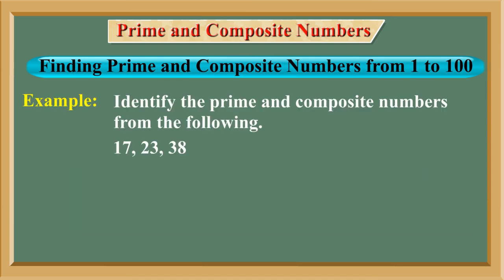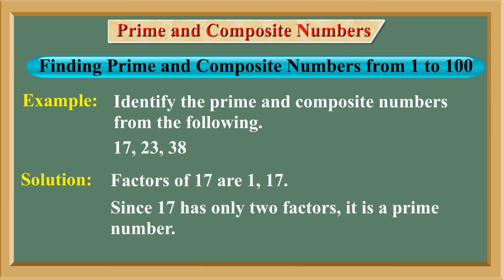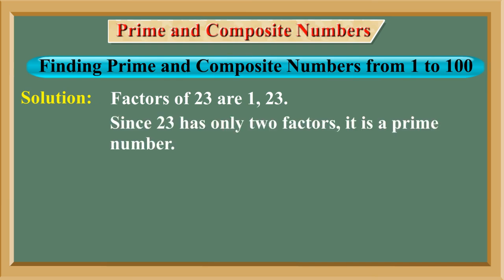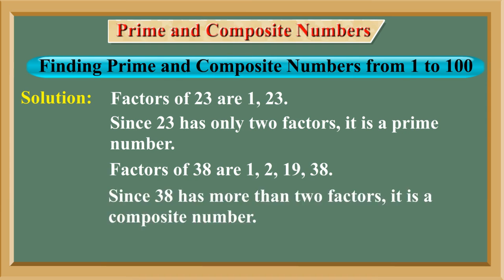Example, identify the prime and composite numbers from the following: 17, 23, 38. Solution: factors of 17 are 1, 17. Since 17 has only 2 factors, it is a prime number. Factors of 23 are 1, 23. Since 23 has only 2 factors, it is a prime number. Factors of 38 are 1, 2, 19, 38. Since 38 has more than 2 factors, it is a composite number.